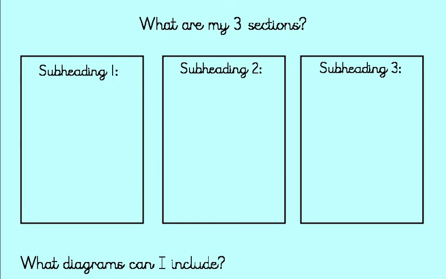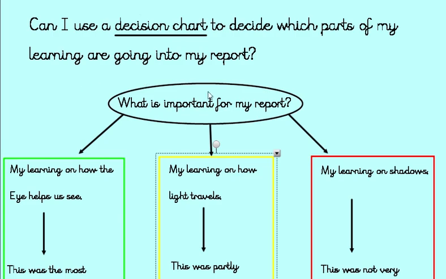Now yesterday, lots of us did this, didn't we? We made our decision charts and decided what was the best piece of learning we did, the most important, with the green box over here. We decided what was partially important in our learning with the yellow box, and then we decided what's not very important at all, and we put that in our red box.